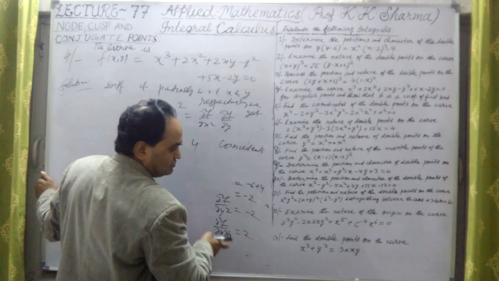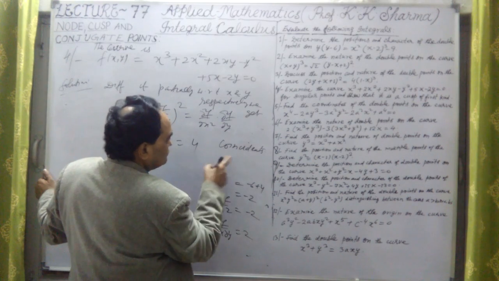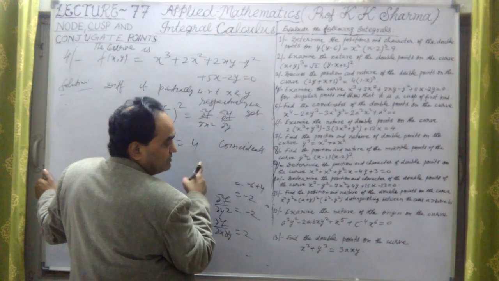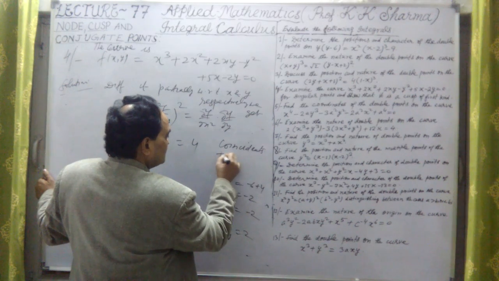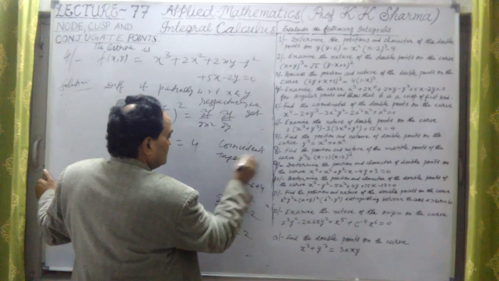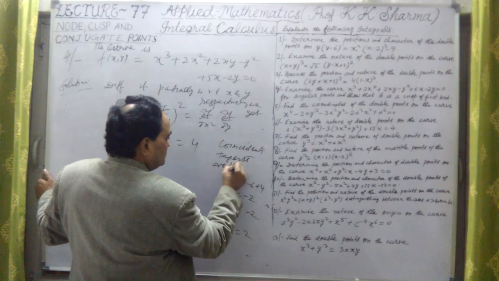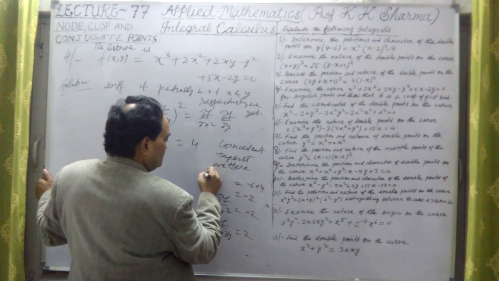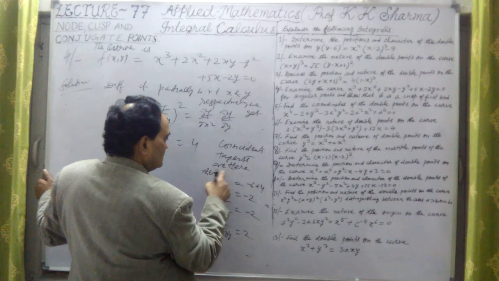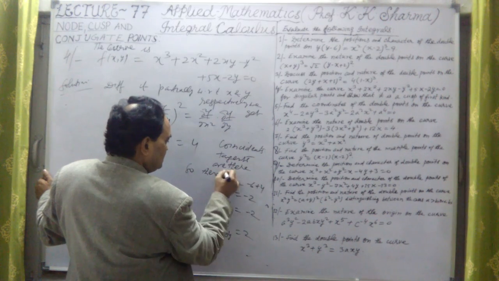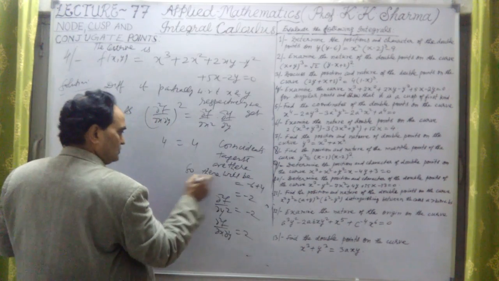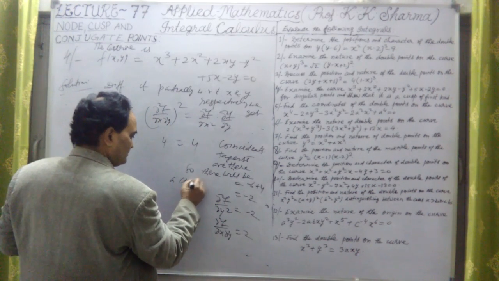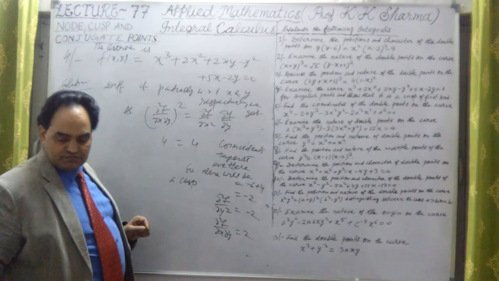Tangents are coincident. Cusp was already there because we have proved that this is equal to this. So coincident tangents are there, so there will be a cusp. The double point will be a cusp here. What kind of cusp is this?